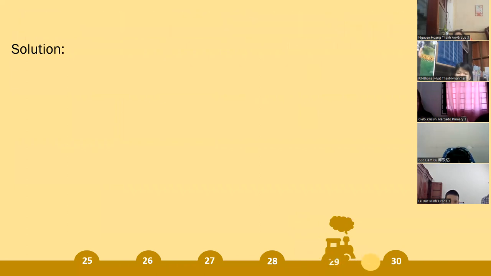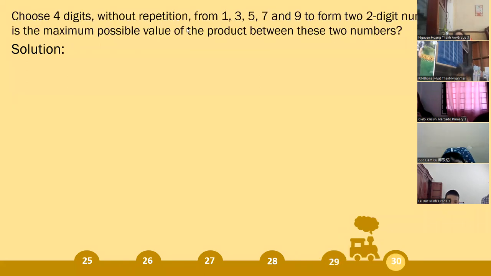Okay, last number. They're easy. Choose digits without repetition from 1, 3, 5, 7, 9 to form two 2-digit numbers. What is the maximum possible value of the product of these two numbers? In order to get the maximum product, of course, you need to set the values to be very big.